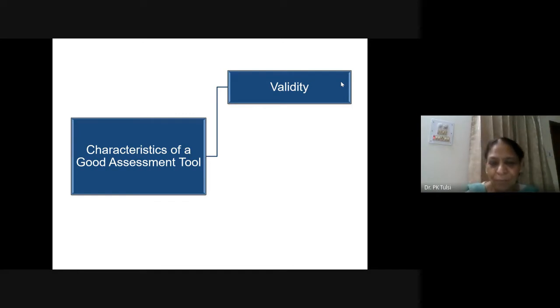So validity has 3 important aspects, and there need not be any grammatical mistakes if you really want to have a valid question paper.